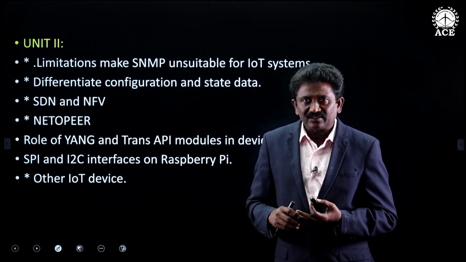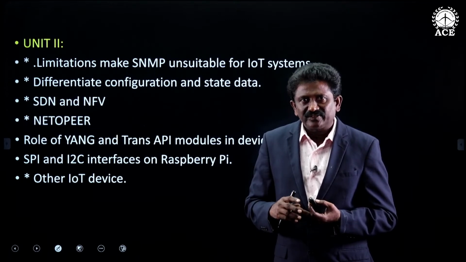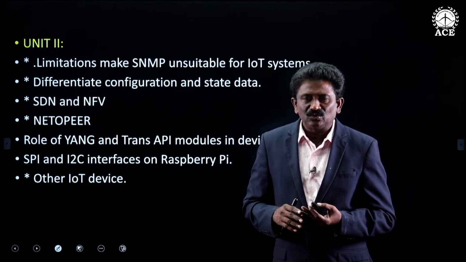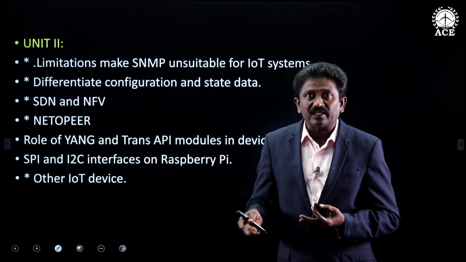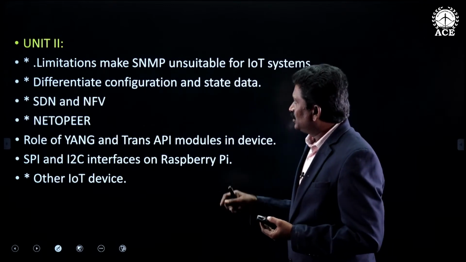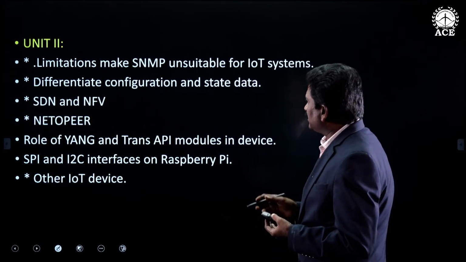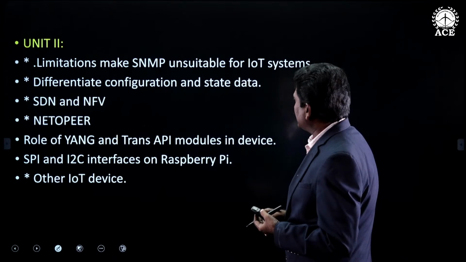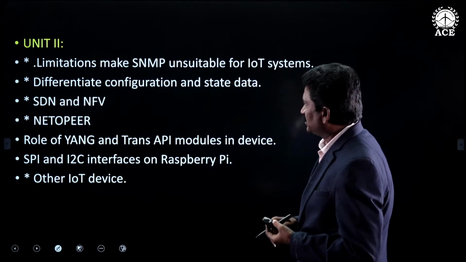Third, transport layer, application layer. So with the help of four layers, we are able to run communications. So next, unit 2. Actually, the topic of limitations that make SNMP unsuitable for IoT systems.